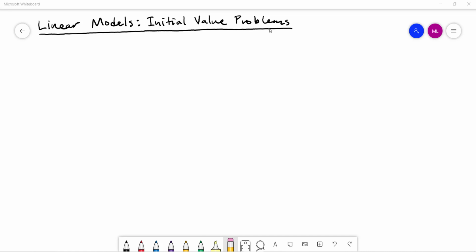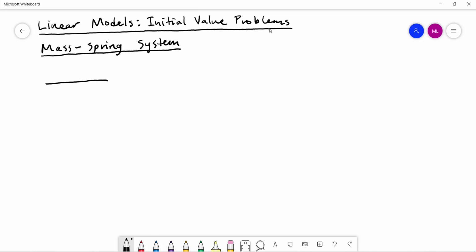So let's start with a mass spring system and talk about what this actually looks like. Imagine that we've got a ceiling here of some sort, and hanging from that ceiling is some spring. This is the normal length of the spring. So right now it's unstretched. Maybe this distance here is some distance that we could call L.